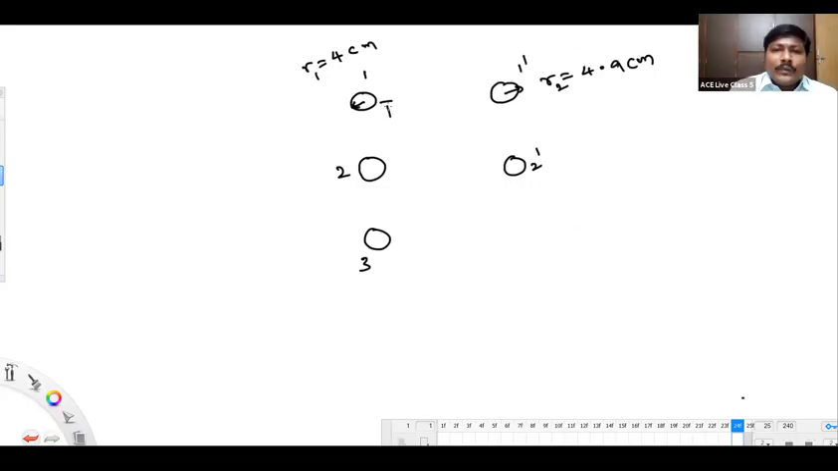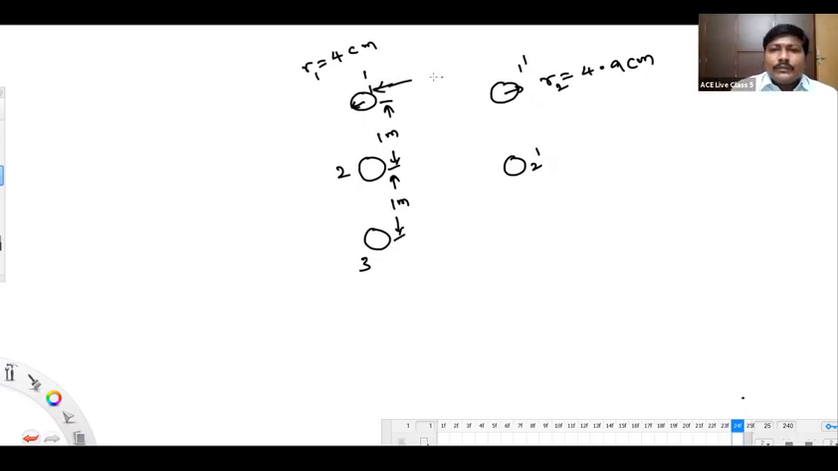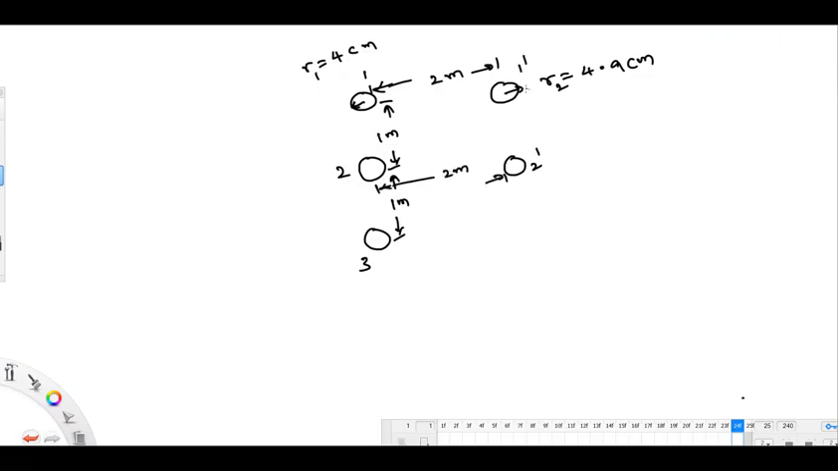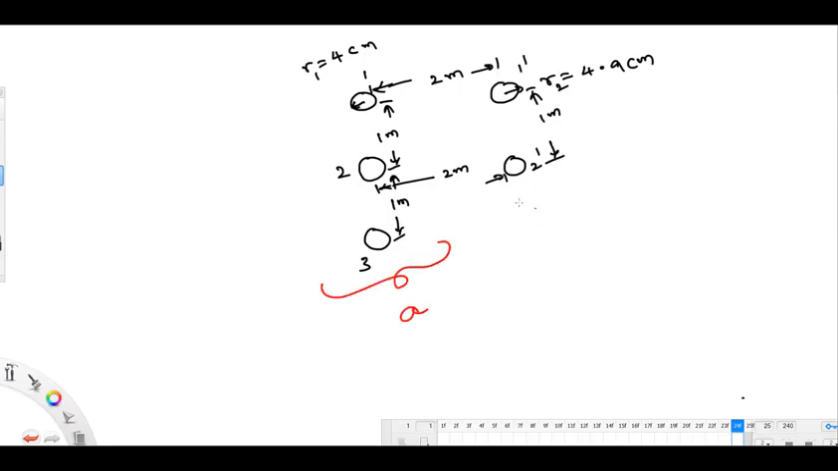I think this distance is 1 meter. Yes, 1 to 2 is 1 meter, 2 to 3 also 1 meter. 1 to 1 dash is 2 meters, 2 to 2 dash also 2 meters. This gap is 1 meter. Okay. So you consider this as the forward path, phase A. You consider this as the return path, phase B.